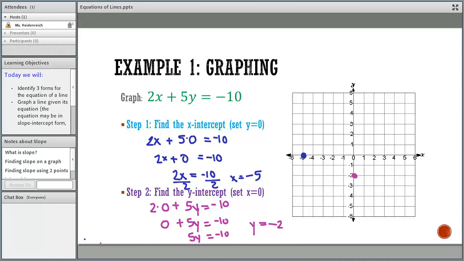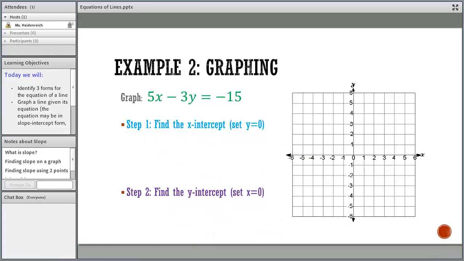And that's enough for graphing the line. You really only need 2 points. So at this point, we can draw our line. It should go through my 2 points. It didn't quite make it. But that's it. So finding the x and y-intercepts is all you really need to do. And it's not that bad once you plug in 0 for the other variable.